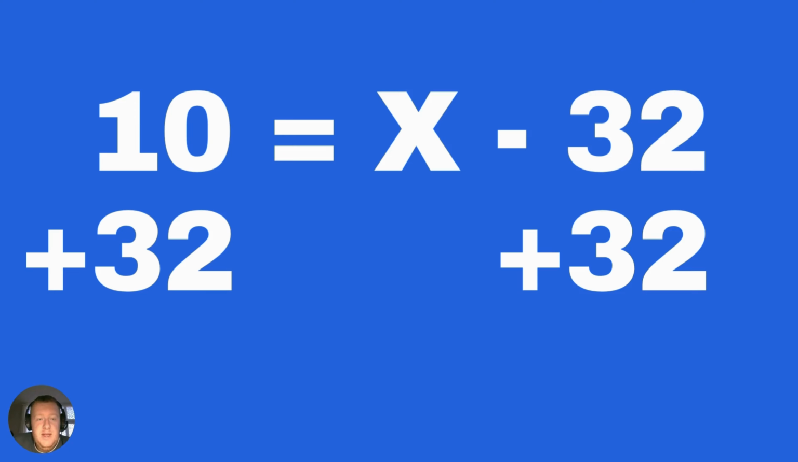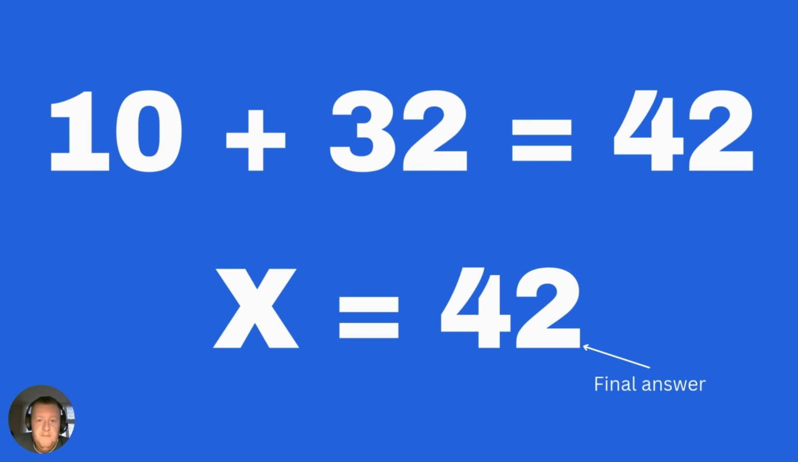So in this equation, 10 plus 32 will make 42. And minus 32 plus 32 will cancel each other out, leaving x by itself. So 42 is the final answer. This is what x equals in this equation.